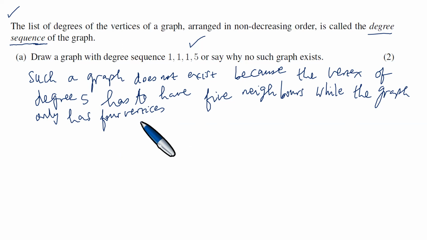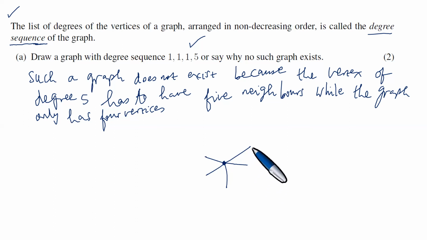What is the meaning of the description here? Somebody can try to draw the graph and see the kind of challenges you experience. If you are supposed to have a vertex of degree 5, then you have a vertex here that must be of degree 5. But we can't draw so many edges here, because the vertex of degree 5 must have five neighbors, while the graph only has four vertices.